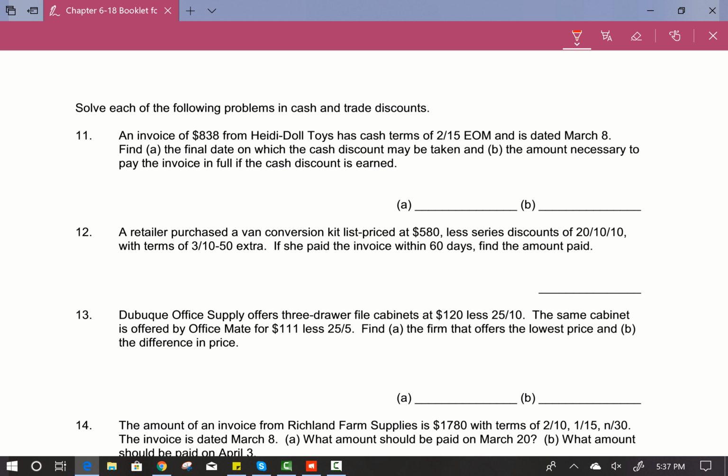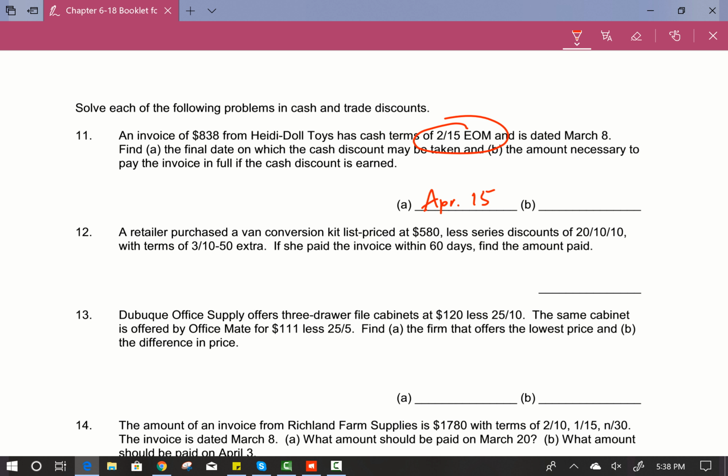Alrighty, so first thing we realize is that the terms are a 2% discount if taken within 15 days from the end of the month. It's dated March the 8th, so I'm going to go to the next month of April and add 15 days. So April the 15th is the final discount date, and that's the first question. For the discount to be earned, it must be taken on the 15th or before.